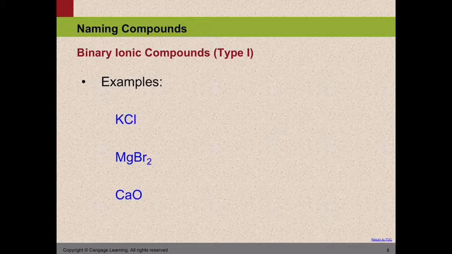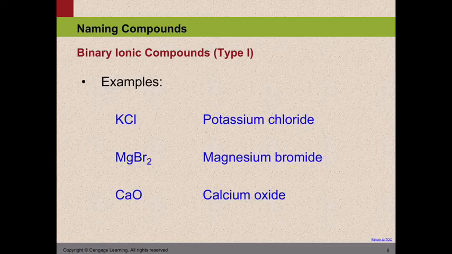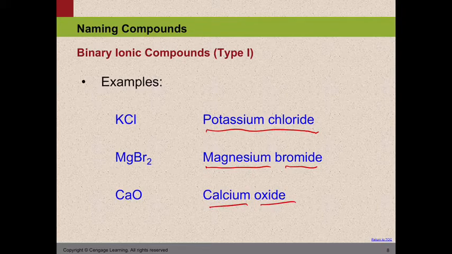Okay, the answers for these 3, again, these are all very straightforward. Hopefully you found all these exceptionally easy. We have potassium chloride, magnesium bromide, and calcium oxide. Again, naming them for the element: potassium, the ion chloride; magnesium, the ion bromide; the element calcium, the ion oxide.